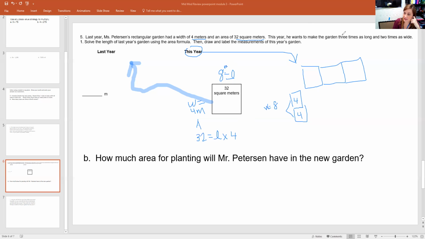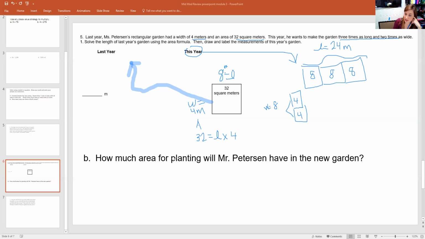Okay, so it says this year he wants to make one 3 times as long and 2 times as wide. Well, we've got the 2 times as wide, so we know it's 8. 3 times as long as this one, we're going to have to do 8, 8, and 8. Okay, so let's figure that out for the length. I can just do my song of the 8s, 8, 16, 24. Or I could add 8 3 times, or I could multiply 8 times 3, 24 meters. Okay, so solve the length of last year's garden using the area formula, draw and label the measurements of this year's garden. So we did that.